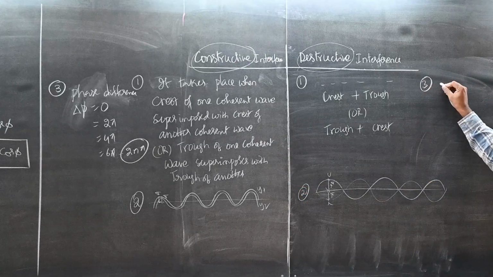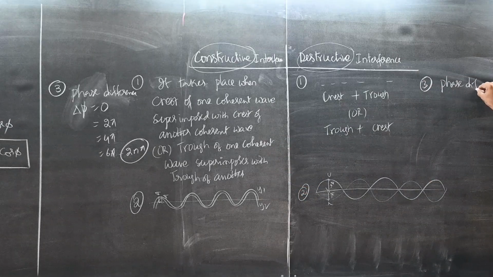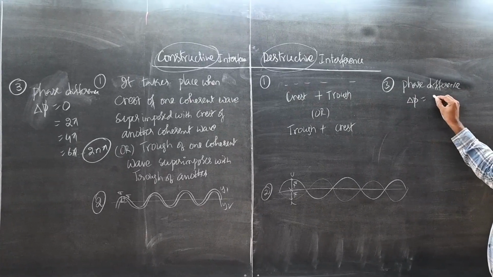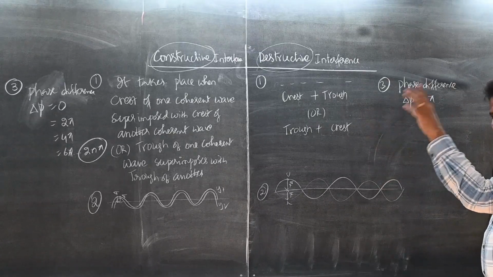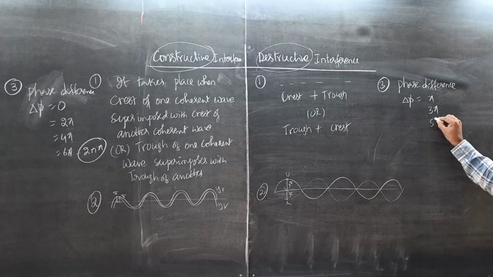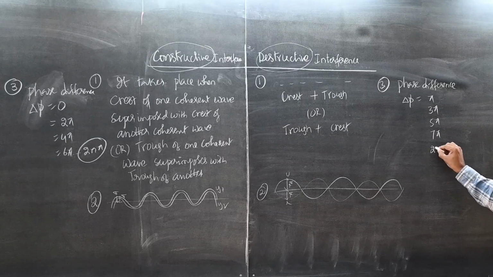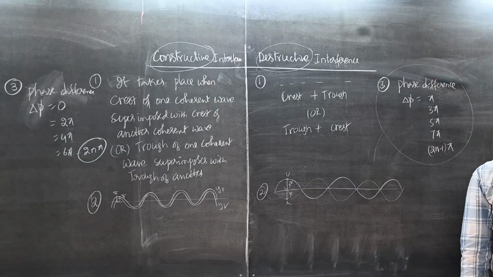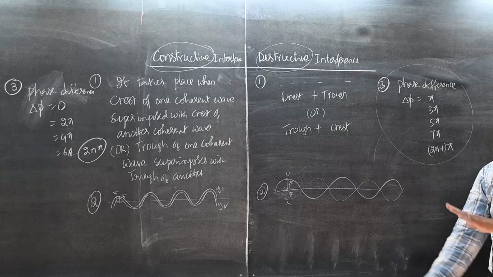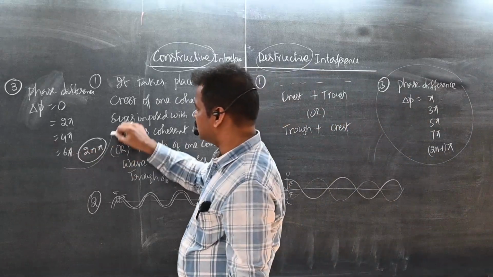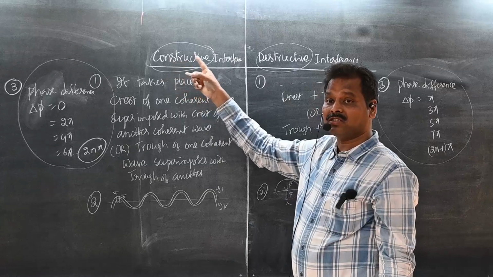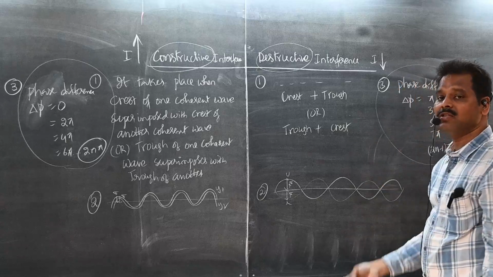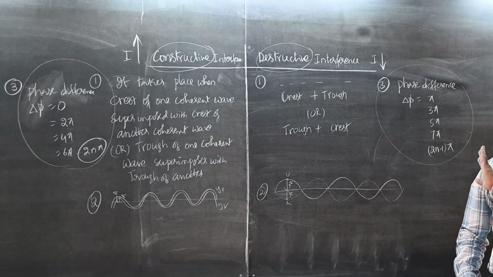Destructive, third point. Phase difference delta phi should be pi between those two. That should be constant, pi, 3 pi, 5 pi, 7 pi, that is (2n minus 1) into pi. If it is this phase difference, then you will get destructive interference. Why? We will see now. These are the conditions, but why it takes place, we will see. All I told you, constructive means intensity more or less. Destructive means less or 0, minimum or 0.